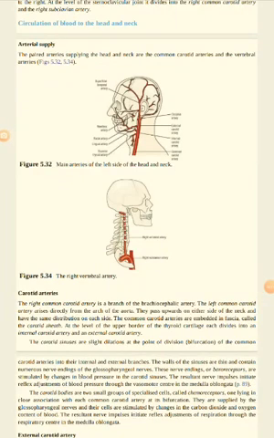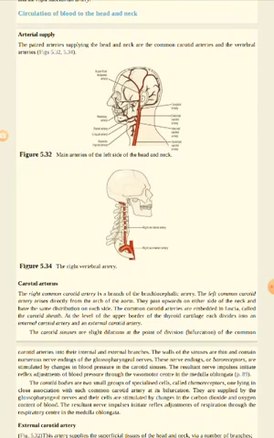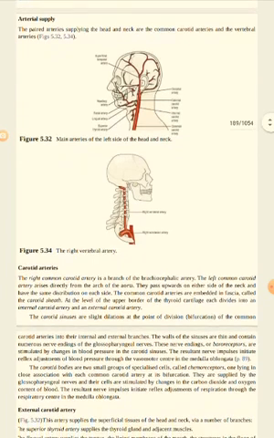I am Dr. Mahi and today I will deliver a lecture on circulation of the blood to the head and neck. Head and neck is one of the most important regions of the body, and the basic arterial supply of this region will be discussed today. The two most common arteries which supply this region are the common carotid arteries and the vertebral arteries. Both are paired arteries, so there is one on each side.